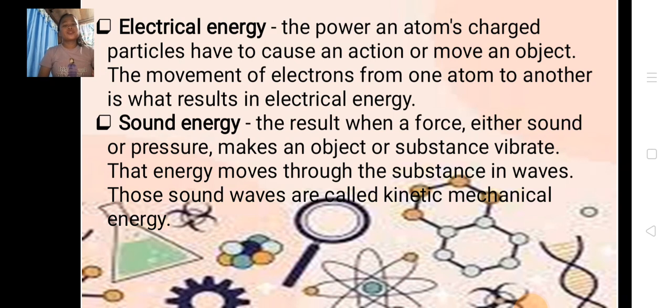The fourth one is sound energy. Sound energy, nag-refer siya into a pressure or a vibration. For example, the sound of the video. So nagaproduce siya og pressure or a vibration na makadungog ang tanan. So the sound waves are called kinetic mechanical energy. So naghapon siya connected dito sa mechanical energy.